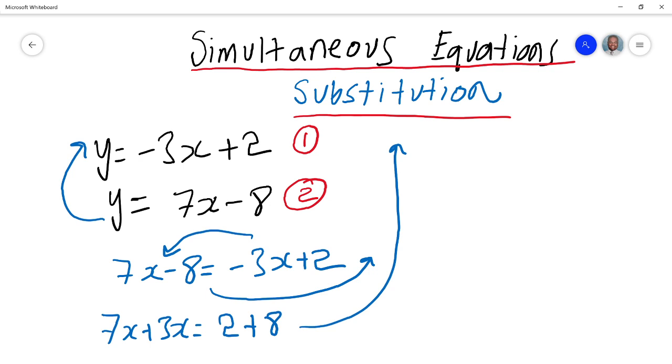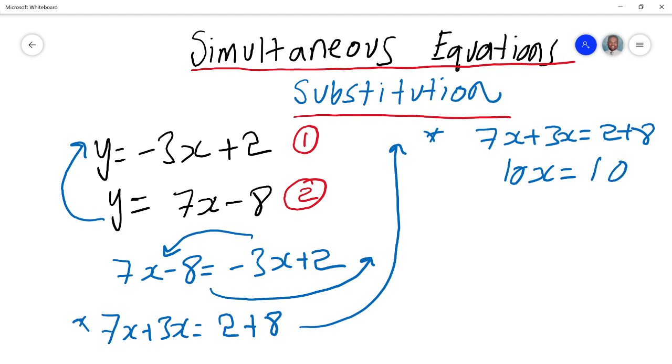I'm just going to move here, so we've got a bit of space, and I'm going to put an asterisk there just to show I'm going to continue. So 7x plus 3x equals 2 plus 8. Now we know very well 7x plus 3x, basic algebra. And 2 plus 8 is equal to 10. And then we divide by 10. Divided by 10. Therefore, x is equal to 1. All right. Are we done? No, we're not yet done. We need to find the value of y.